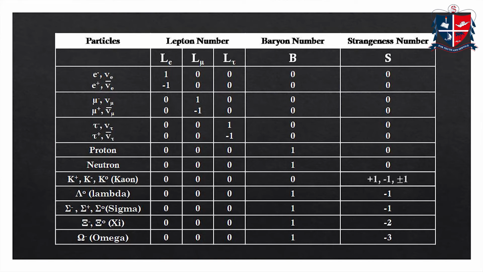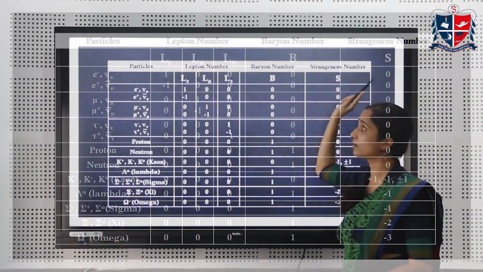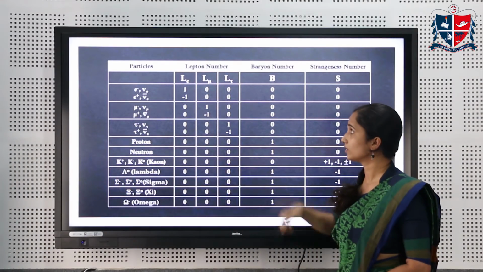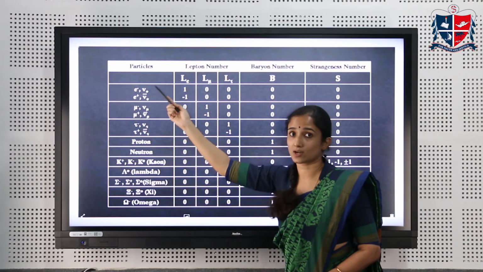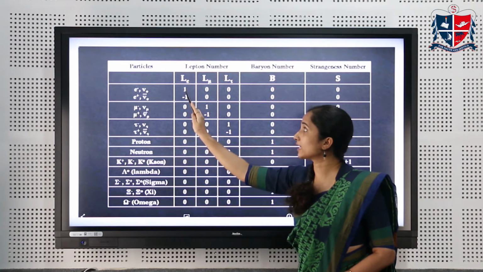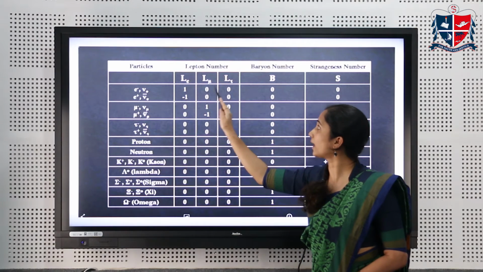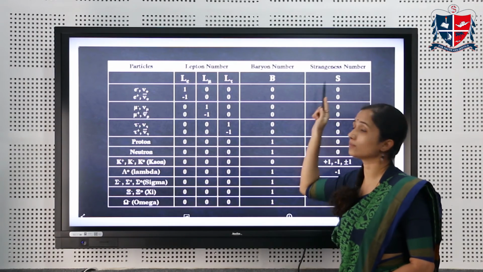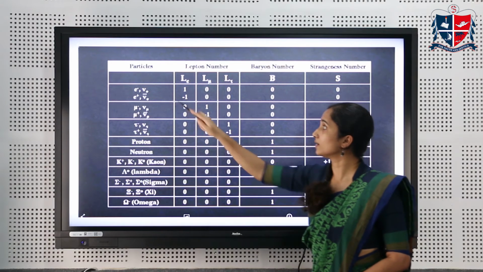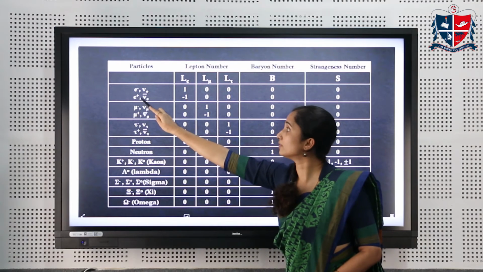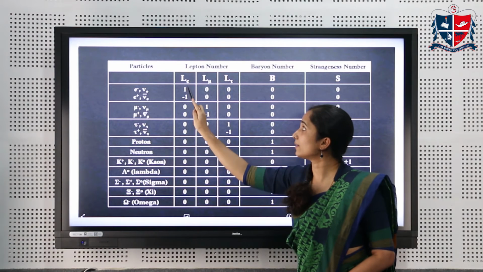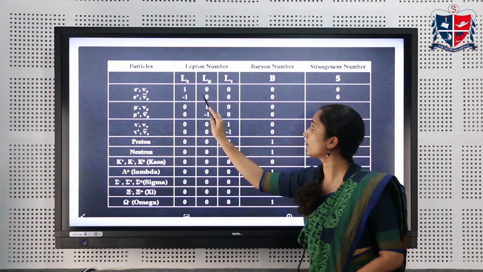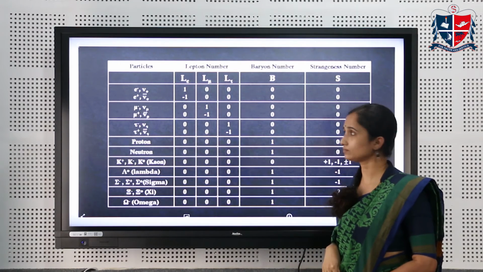Before that, we have a table of all particles with their corresponding lepton number, baryon number and strangeness quantum number. So we can see that we have the electron and electron neutrino, which are leptons. They have electron lepton number equal to 1 and all other quantum numbers will be 0. The antiparticles of these are the positron and electron antineutrino. They have a lepton number of -1 and all others will be 0.